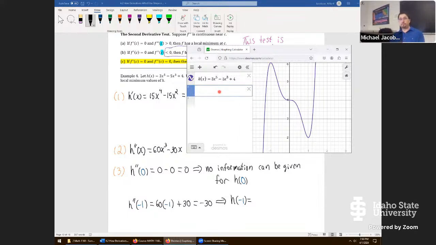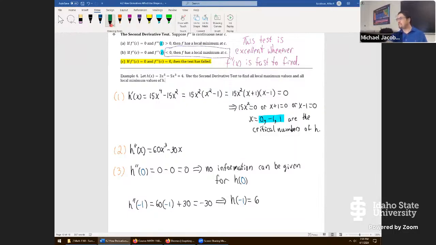But let's do it like if you were doing a real exam question. You probably would type it into your calculator like this. 3 times -1 to the power 5, minus 5 times -1 to the power 3, plus 4 gives us the value of 6. So we have an output of 6, and we get to say it is a local maximum.